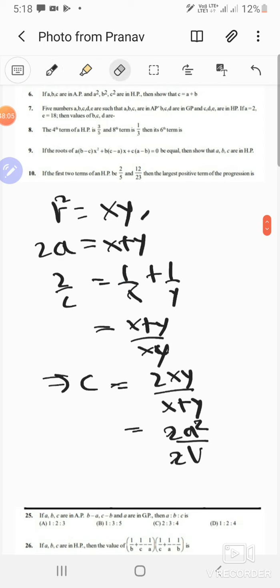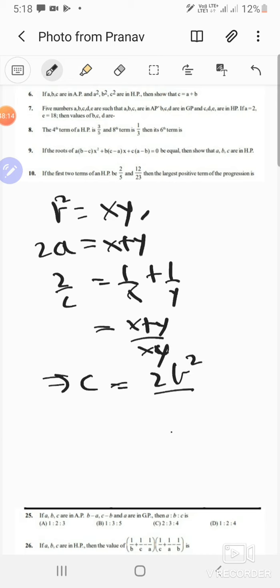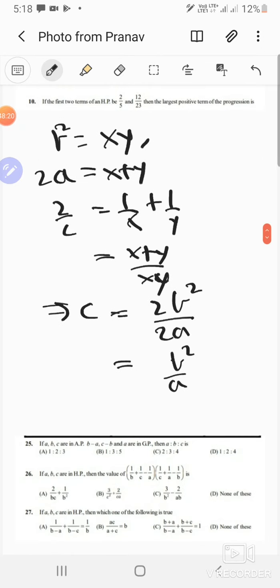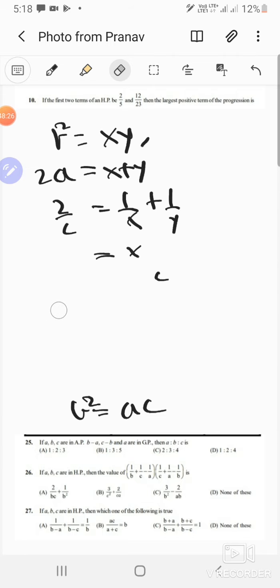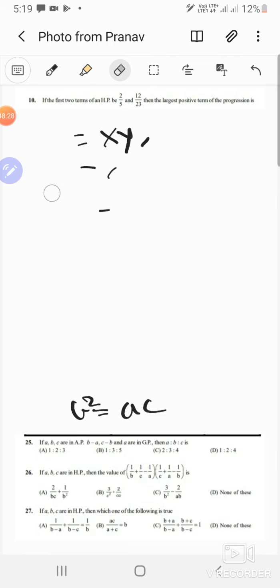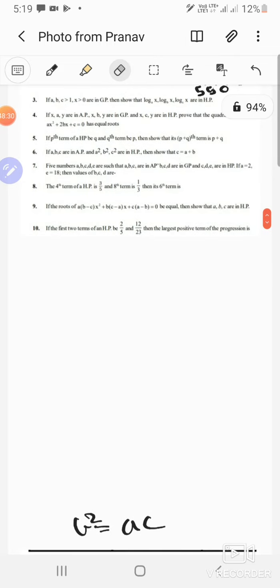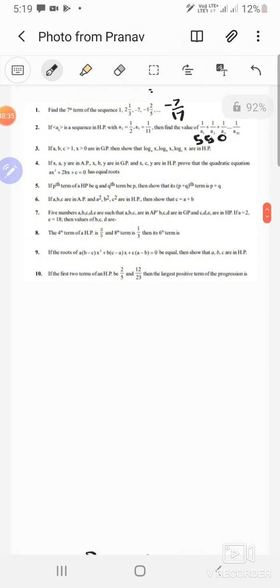Fine, so this is going to be equal to, well, xy is b squared, and x plus y is 2a, so this is going to be b squared upon a. That means that b squared is equal to ac. Oh, okay, that's more like it. I was wondering how that a squared term and that b squared term got lost somewhere.